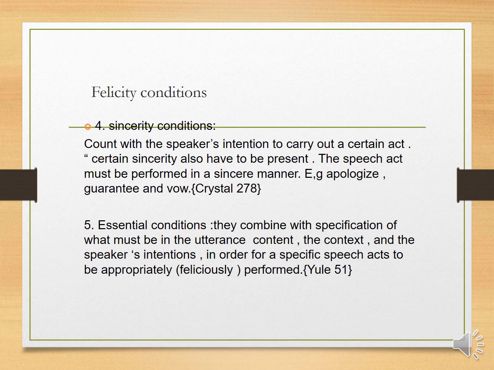They combine with the specification of what must be in the utterance content, the context, and the speaker's intention in order for a specific speech act to be appropriate. Sometimes it is necessary for a speaker to have the intention, the content and the context, the things that he wanted to implement, correlated with each other. So the essential condition is a condition where all the things are mandatory: the content and the context, the material that you want to implement and the situation where you want to implement it. They must be correlated to each other. If the intention of the speaker is not correlated to the content or the context, then the essential condition is missing in the speech activity.